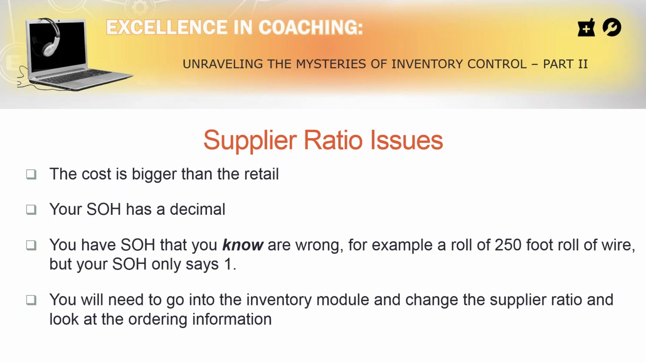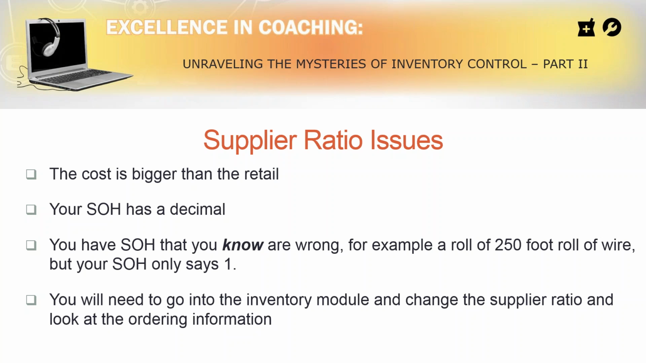Your stock on hand has a decimal. Okay, you have a stock on hand that you know is wrong. So for example, going back to that 250-foot roll of wire, but your stock on hand says you only have one. So this is going to be very specific to stores. There are some stores that buy the 250-foot roll of wire, and they only sell it in the 250-foot roll, and you're going to know that your stock on hand of one is correct. Now, the people that break that down, it should say 250 in your stock on hand and not one. So that kind of pertains per store, but you're very much going to know. So you want to take a look at that.